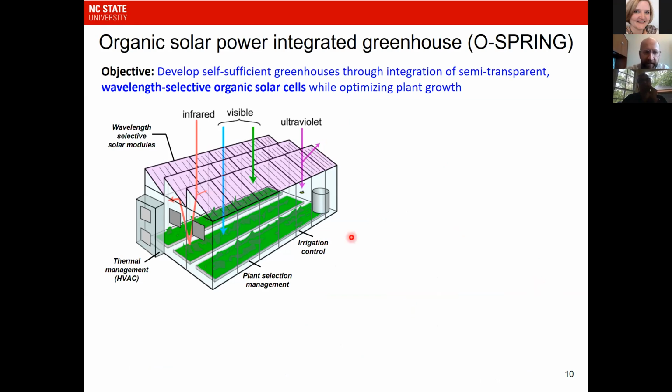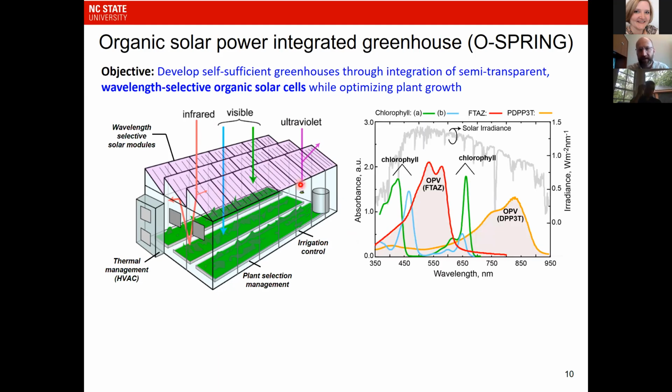And so the idea is, can we have light come into the greenhouse, have organic solar cells on the top that are semi-transparent, collect some light for power generation, and let other light through, let's say the blue, some infrared, that the plant wants to grow.